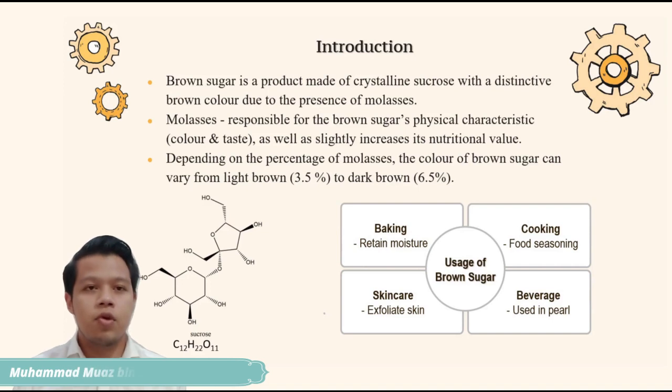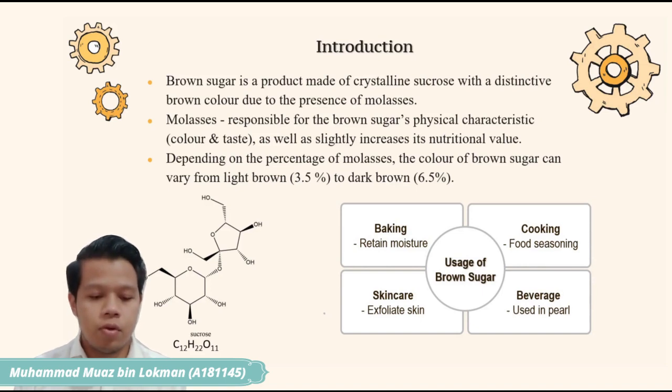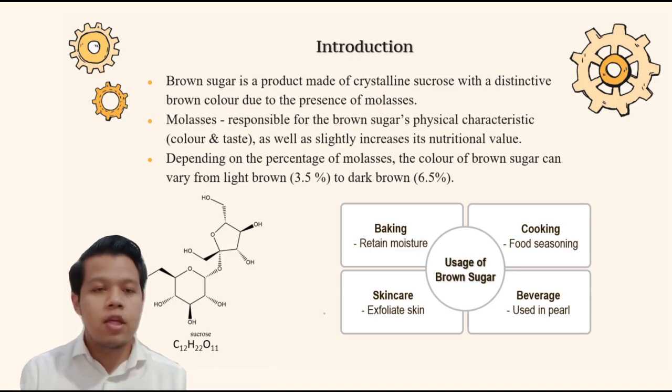Introduction of processing brown sugar. Brown sugar is a product made of crystallized sucrose with a distinctive brown color due to the presence of molasses. Molasses is responsible for the brown sugar's physical characteristics, color and taste, as well as likely increasing its nutritional value.